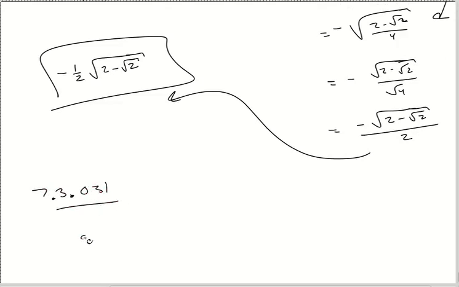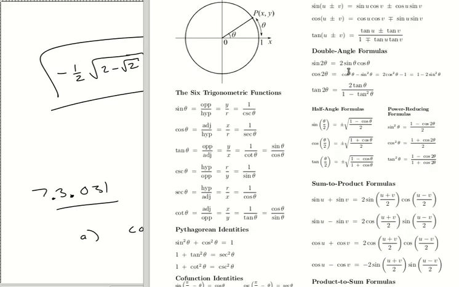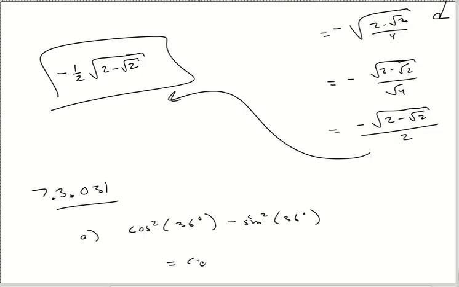73031. Part A, I've got cosine squared of 36 degrees minus sine squared of 36 degrees. And you know what this is? I've seen this formula before. If you go back, it's right there. Cosine of 2 times the 36 degrees. So cosine of 2 times 36 is 72.